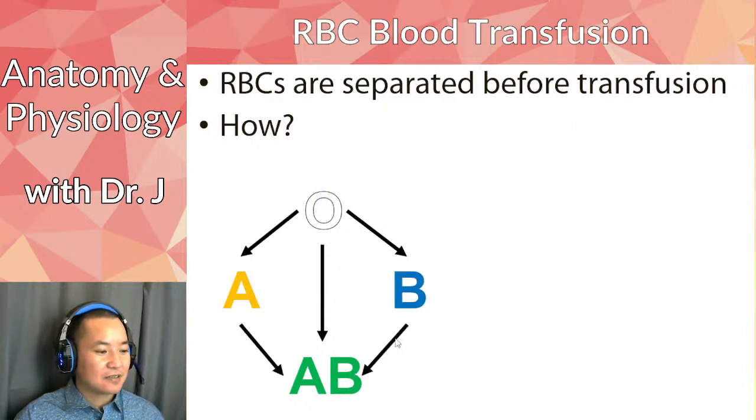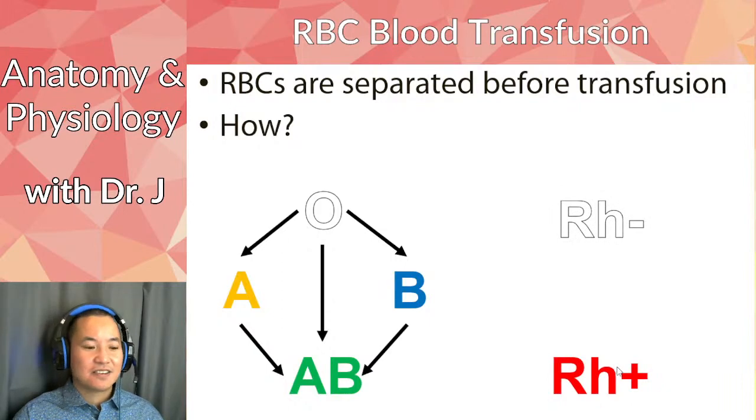And A can also donate to AB, and B can also donate to AB, because why? Well, people with AB are not going to generate antibodies against A antigens, and they're not going to generate antibodies against B antigens. That's why they can also receive from A and B as well.